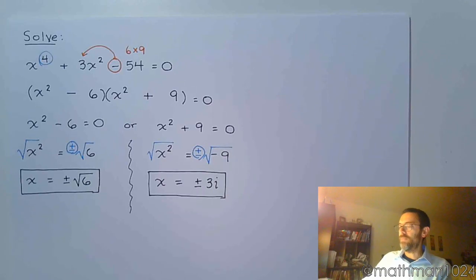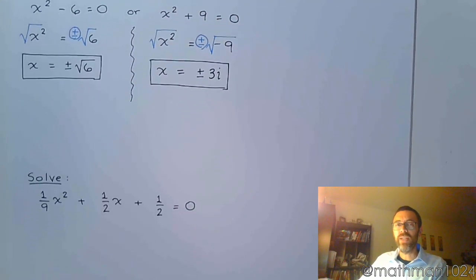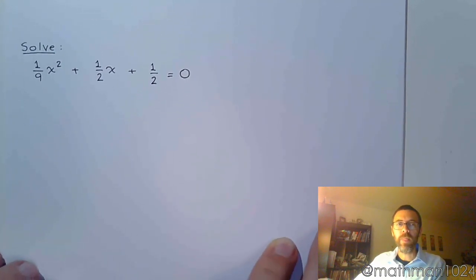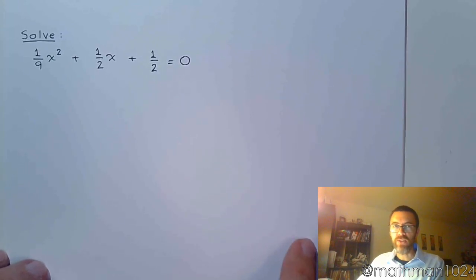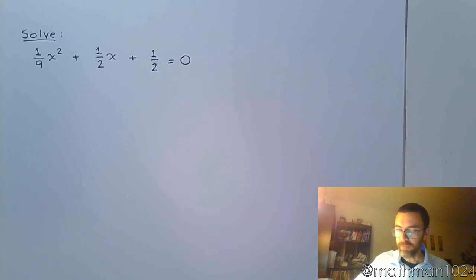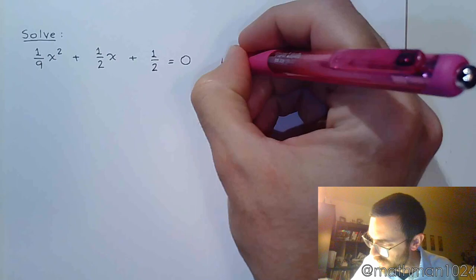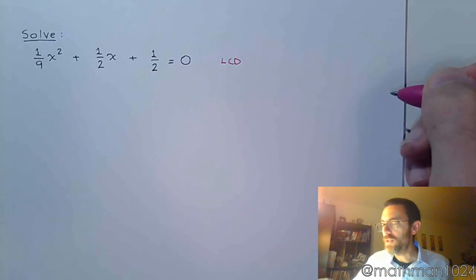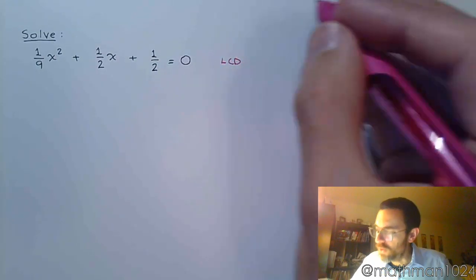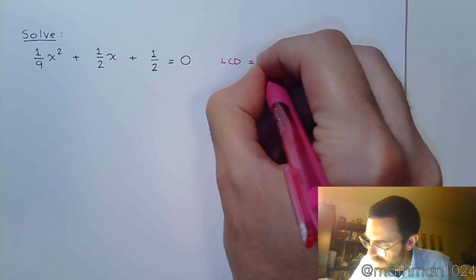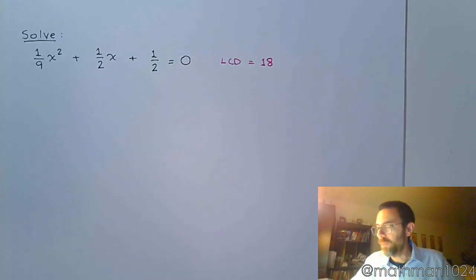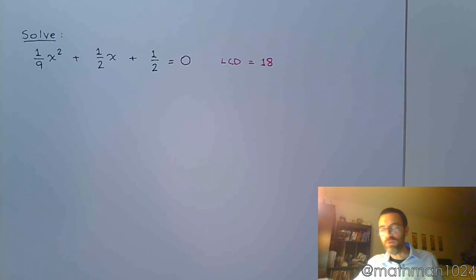Let's look at the next one. You'll like the next one better because it is just quadratic. Unfortunately, it has a lot of fractions. But that's okay. Because even though we have a lot of fractions, we can clear out the fractions by identifying the LCD. So if you look at these denominators, you've got 9 and 2, so the LCD there is going to be 18. And we can take that 18 and multiply everything in the equation times that.